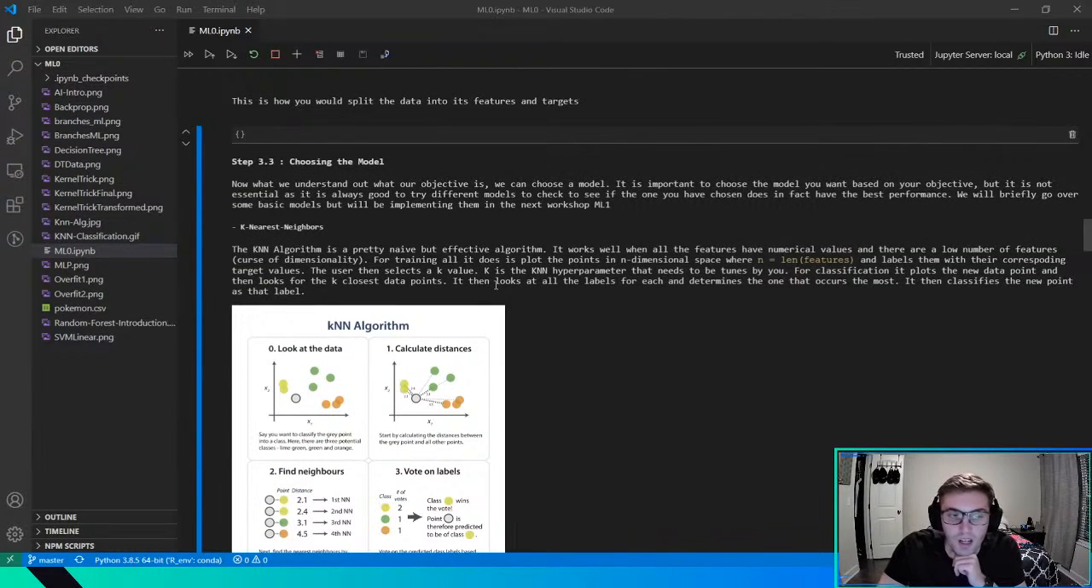You can kind of fix the curse of dimensionality with unsupervised learning techniques such as PCA and LDA. I'm not going to go into them today, but just know that a high number of features is a problem for classical machine learning. Anyways, for k-NN, all it does is plot all the points in an n-dimensional space, where n is the number of features we have, and labels them with their corresponding target values.